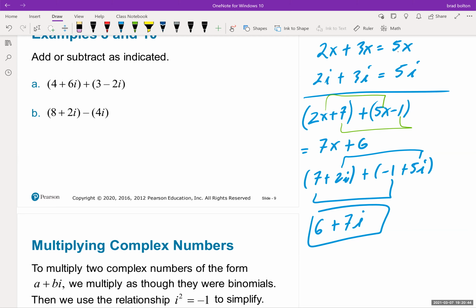So let's pause the video, and I'd like you guys to add or subtract these complex numbers.